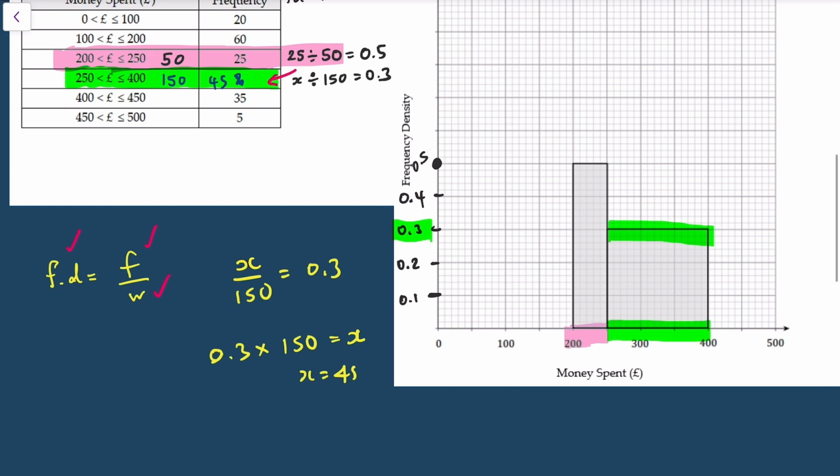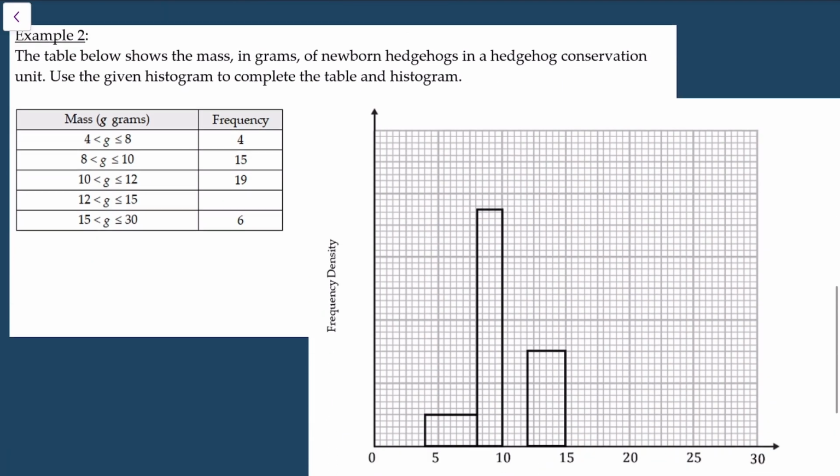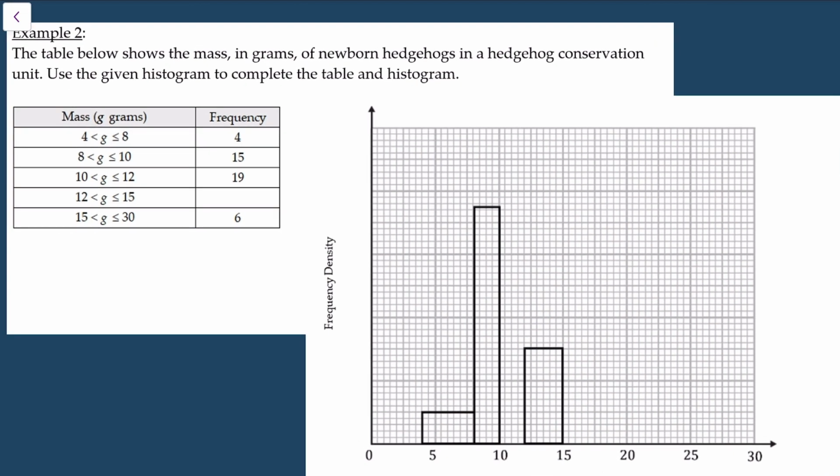Just to recap, you are always going to be given one bar and one interval that is complete, that you can compare in order to work out the scale on the vertical axis, the frequency density axis, in order to work out the missing part in the table. Okay, let's do one more example. The table below shows the mass in grams of newborn hedgehogs in a hedgehog conservation unit. Use the given histogram to complete the table and the histogram.